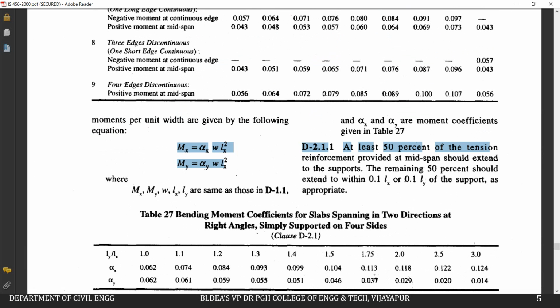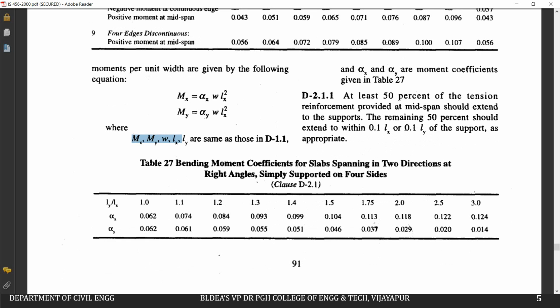So this is the equation I just showed you: alpha x into w lx square, alpha y into w ly square, where Mx and My are nothing but moments, w is nothing but the UDL, and Lx and Ly are the short span and long span. Alpha x and alpha y are the coefficients given in Table 27. So this is Table 27 of IS 456 2000.